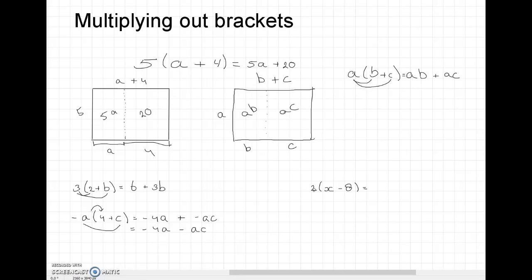A third example: 2 times x gives 2x, plus 2 times negative 8, which is negative 16, and again, adding a negative number is the same as subtracting. So the result is 2x minus 16.